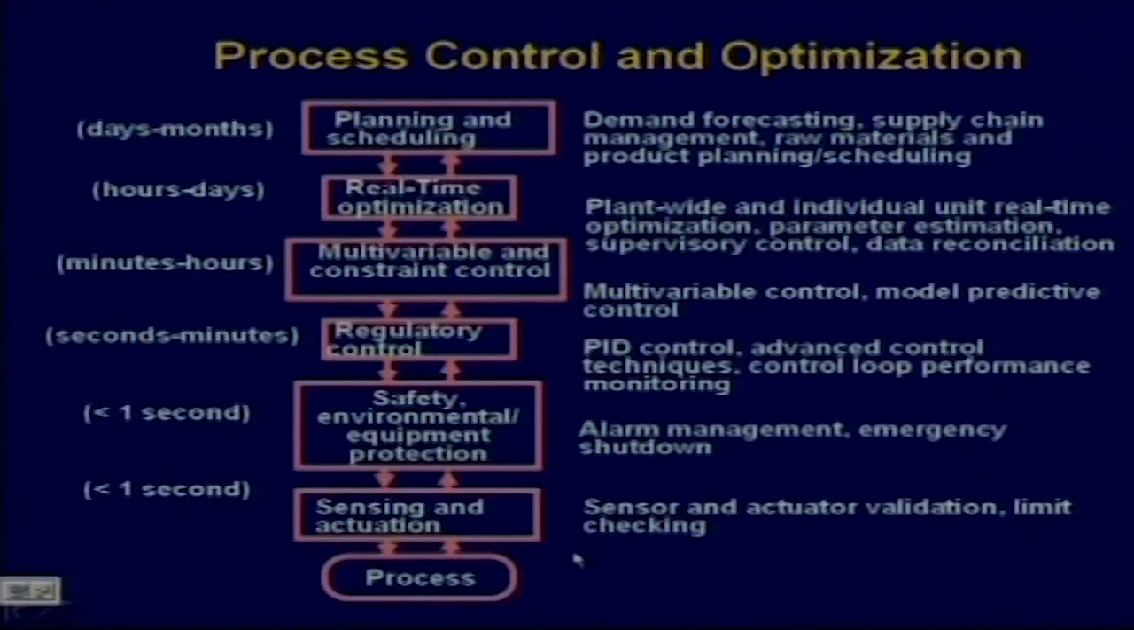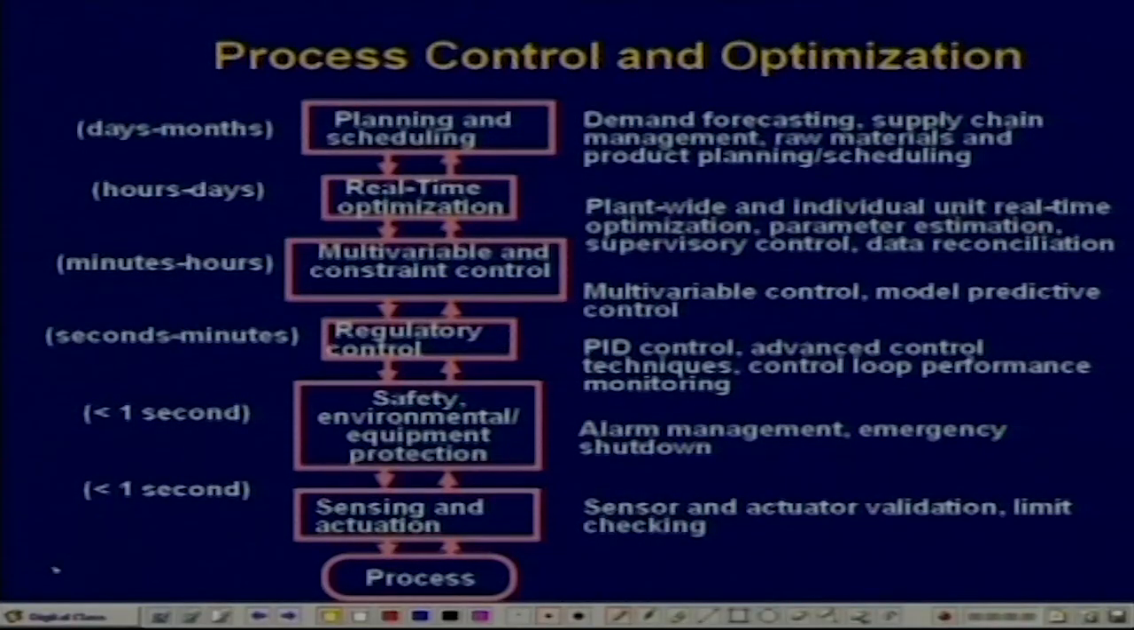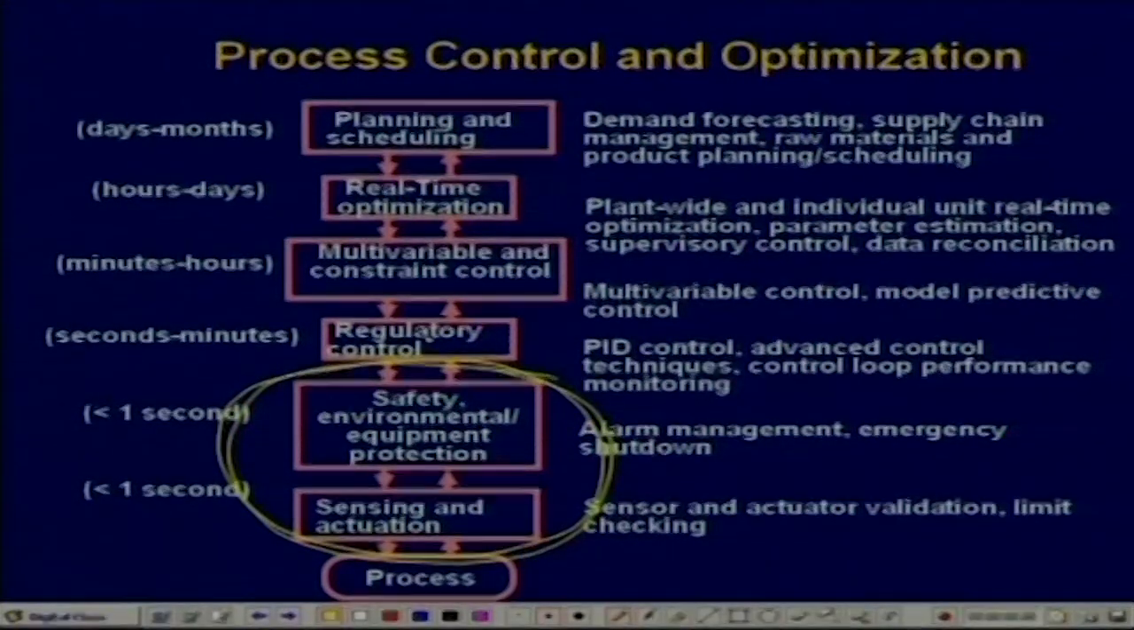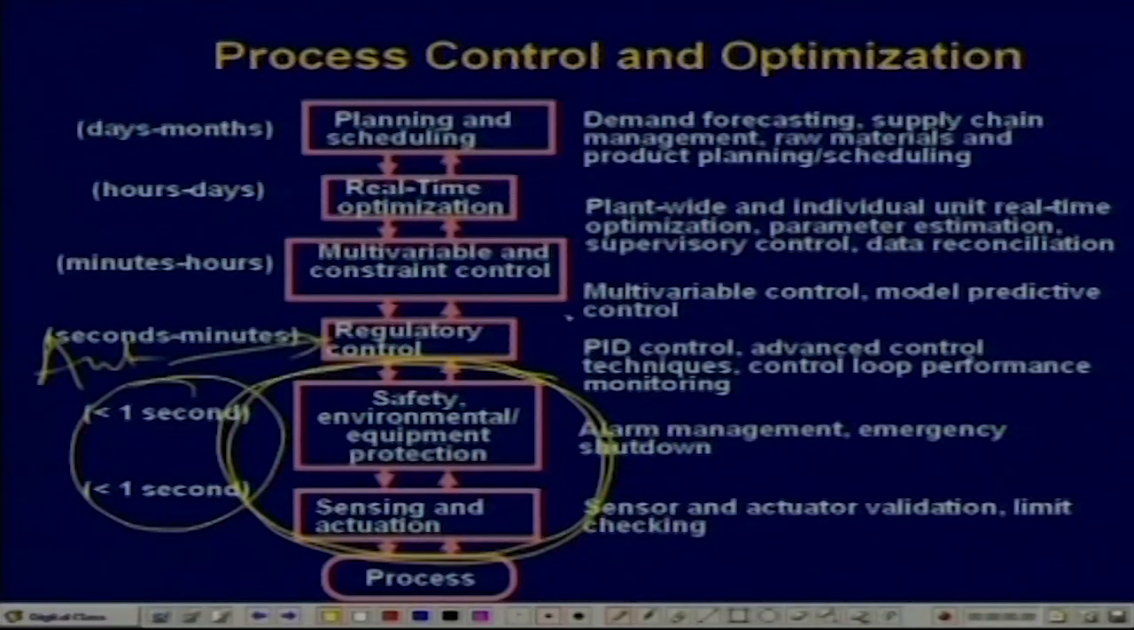So this is a picture which shows that in a process control situation, not a discrete manufacturing scenario, the kinds of technologies that are used, and also the time scales that I was talking about. At the bottom level, you have sensing, actuation, protection, alarm systems which typically work at sub 1 second time scales. Then you have what they call regulatory control, which we call automatic control. So this is kind of level 0.